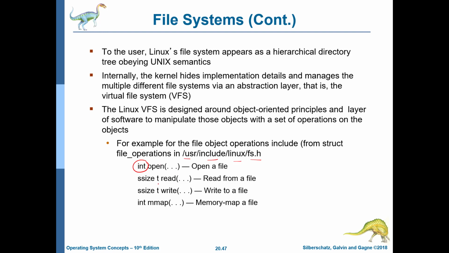Then we either read from a file or we write to a file. So if we read from a file, we have the read operation. If we write to a file, we have the write operation. Right? And it essentially returns the number of bytes that were successfully read or written respectively. Int mmap refers to the memory map of a file. Basically, it asks the operating system to memory map a file, which basically means take a file, pick out a region of the file, and map it to a region of virtual memory.